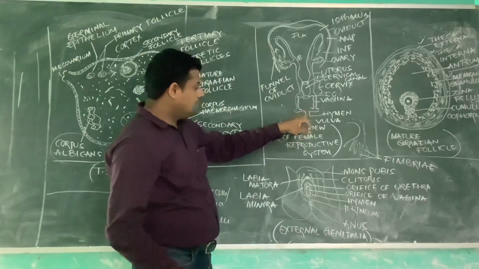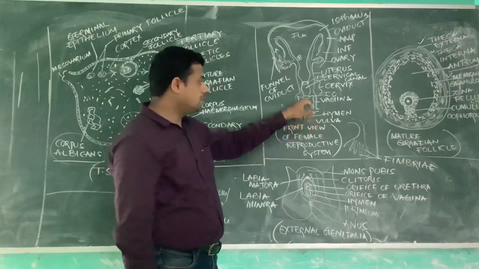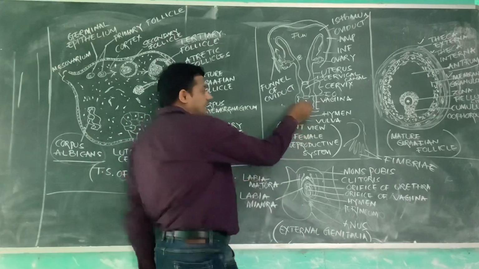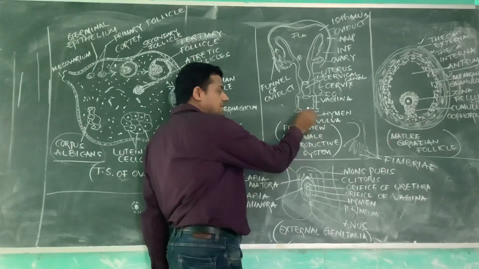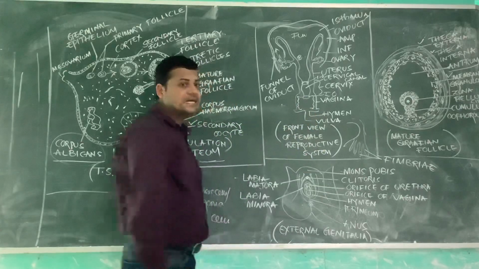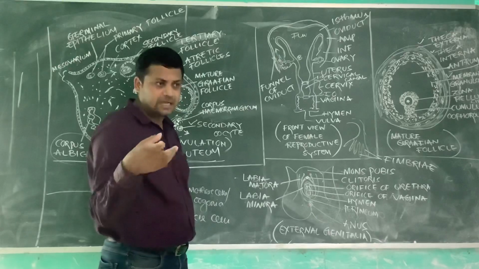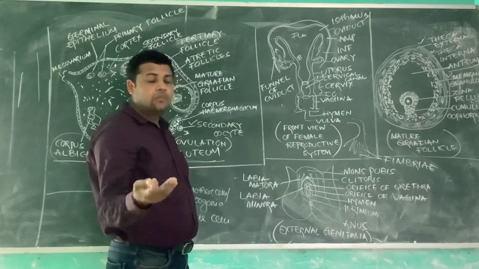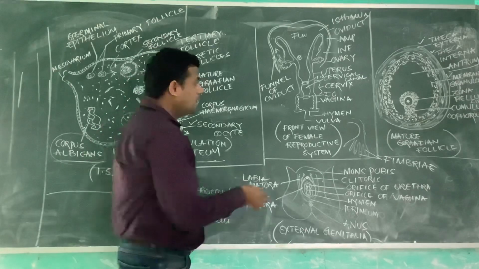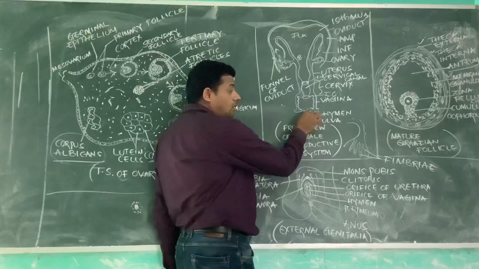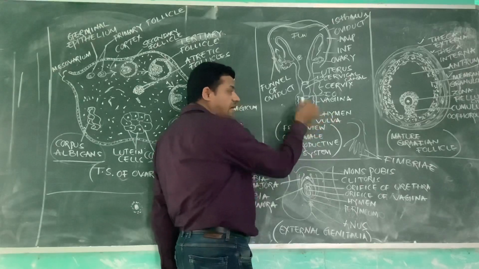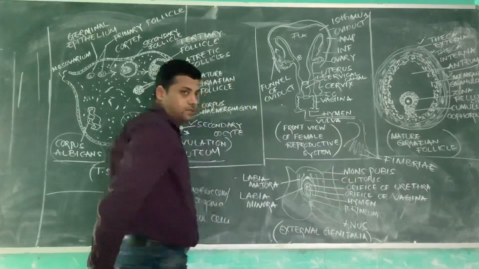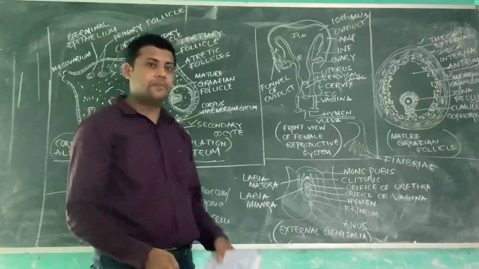Look at this diagram. This is the opening of the vagina, called the vaginal orifice. The vagina communicates to the exterior through this opening. In virgin girls, in immature girls, and also before sex, the opening of the vagina or vaginal orifice is covered by a membrane called the hymen.